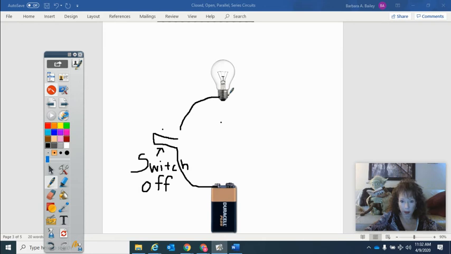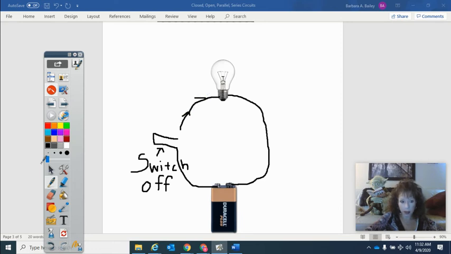And then still my wires are returning to the positive end of the battery terminal. But because there's that break there where the switch is off, so it's not making a complete loop or a complete circuit, this is called an open circuit, and the light bulb then would not light up. It wouldn't work. But again, my electrons are still flowing this way.